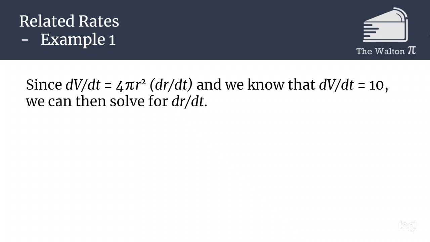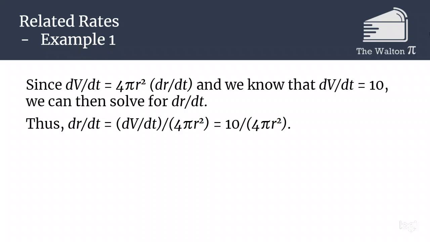So if we solve for dr/dt, we are going to be able to get that dr/dt is dV/dt divided by 4 pi r squared. Or in other words, since we know dV/dt is 10, dr/dt is 10 divided by 4 pi r squared.